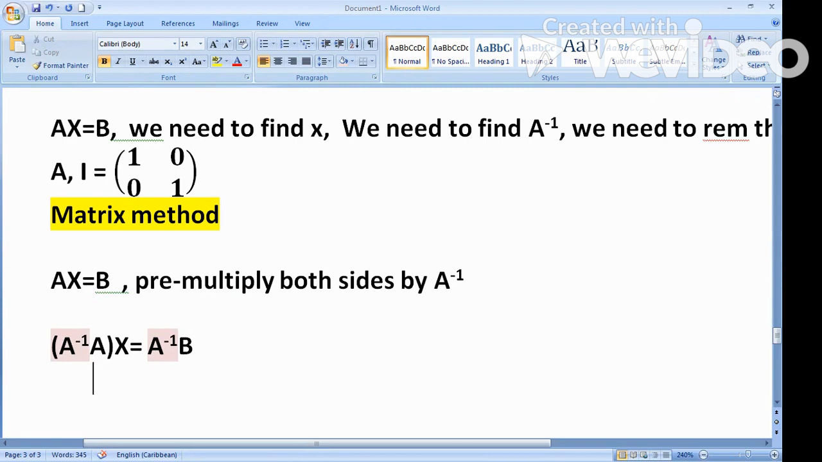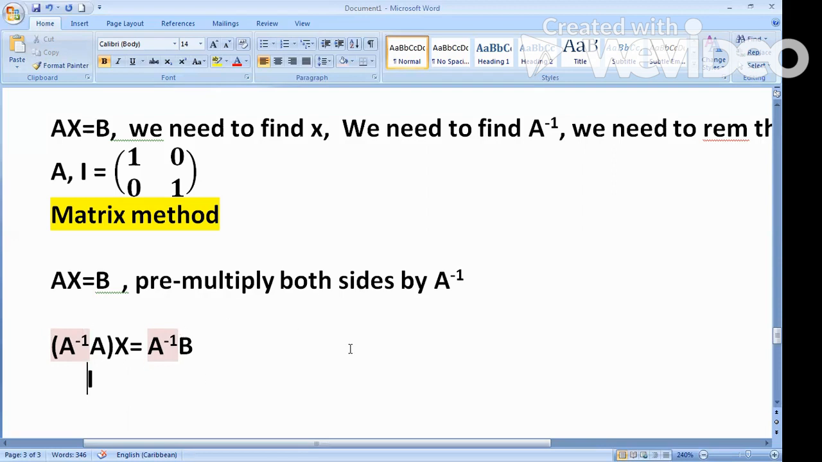How about that part there one more time, sir? All right. In AX equals B, you pre-multiply both sides by A inverse. Pre-multiply just means I just add on A inverse to both sides. You just drop it in.